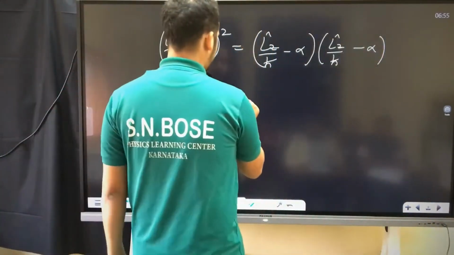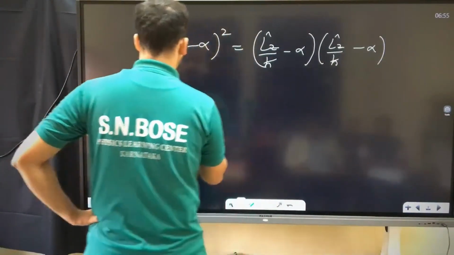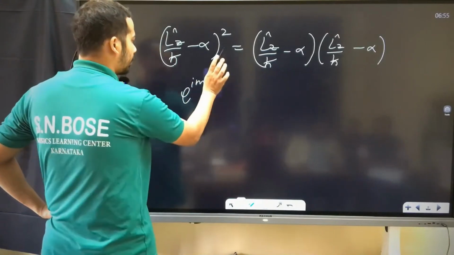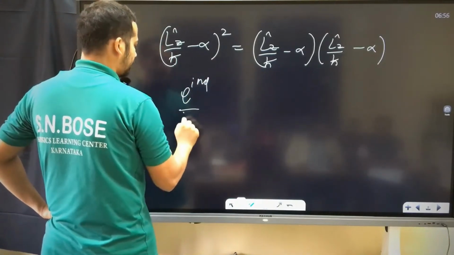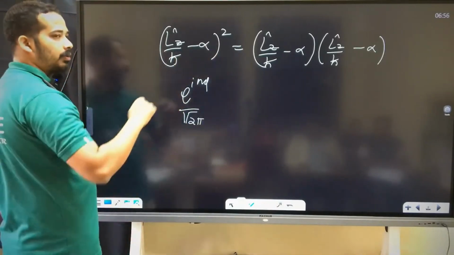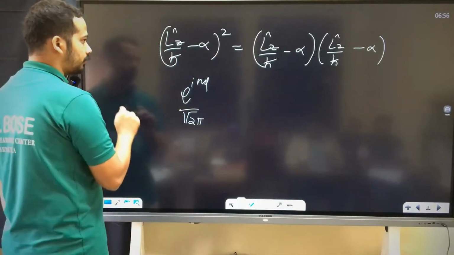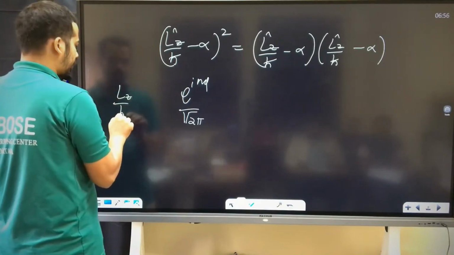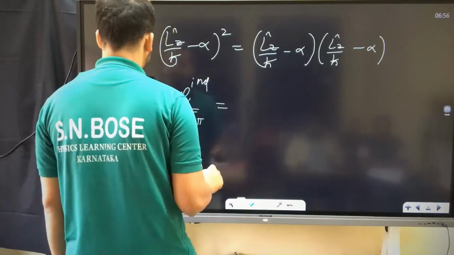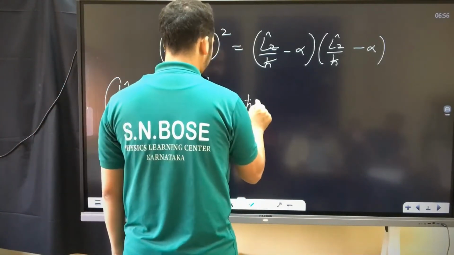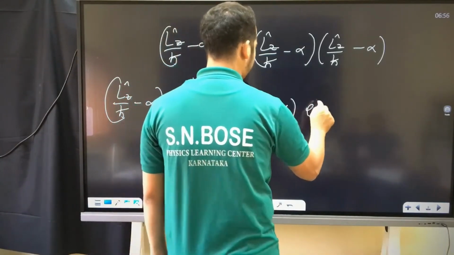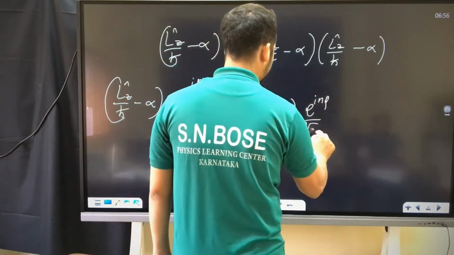So now, if you operate, e power im phi, that's what you need to guess, or e power in phi by root 2 pi. This is your eigenstate. If you operate once, what would you get? Lz by h bar minus alpha. You would get h bar n by h bar minus alpha, e power in phi by root 2 pi. Am I right?